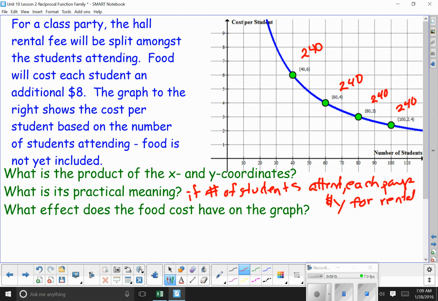Now, what effect does the food cost have on the graph? Well, if there's 40 students coming and they have to pay $6 to attend and then another $8, that would move this up 8. Likewise, if it was $4, they would then have to pay 12. So the effect of the food cost raises or moves the graph up 8. It's a vertical translation, 8 units up.